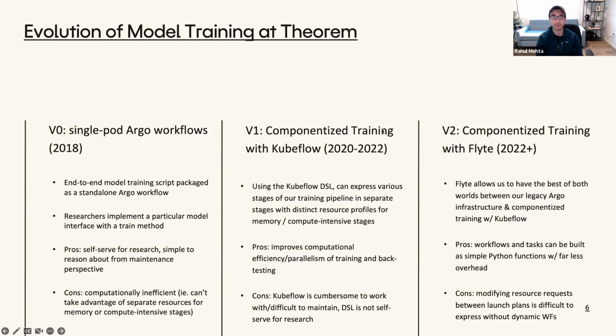Some of the other pieces that I'll touch on right at the end is modifying resource requests between launch plans. Going back to the aspect of our training system that I described, we have a couple core model architectures, but we train them on very wildly different data scales. It's very difficult to do this without relying almost exclusively on dynamic workflows in Flyte, which also leaves a little to be desired for us in terms of type checking at build time as opposed to at runtime. But we'll circle back to that later.